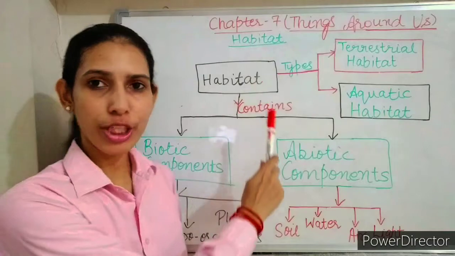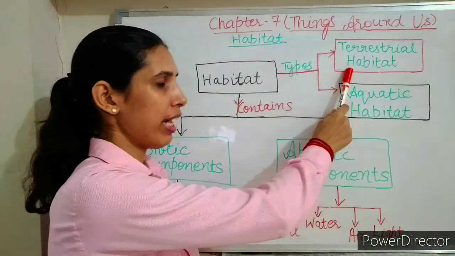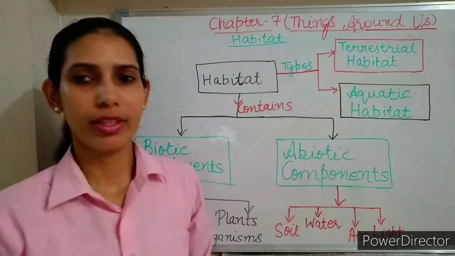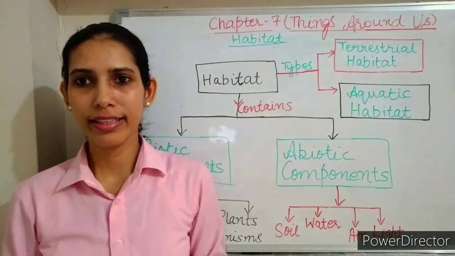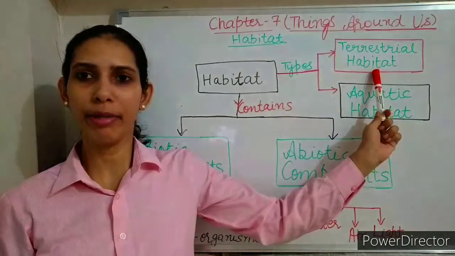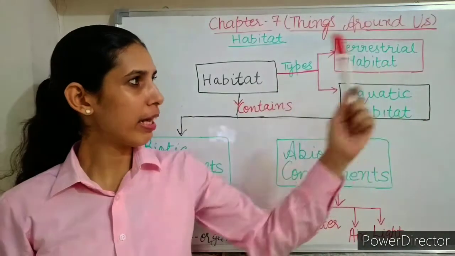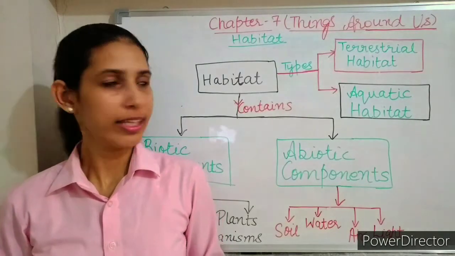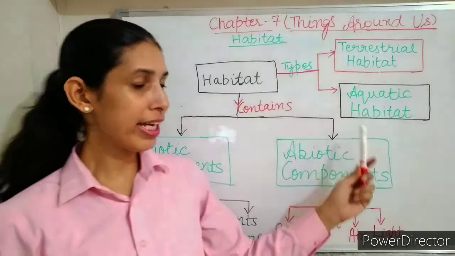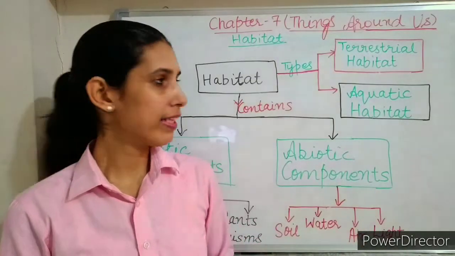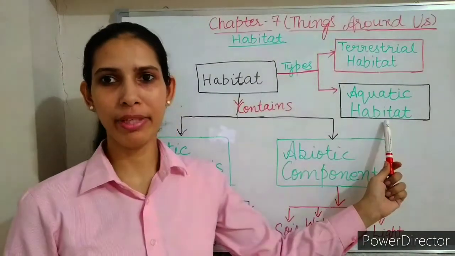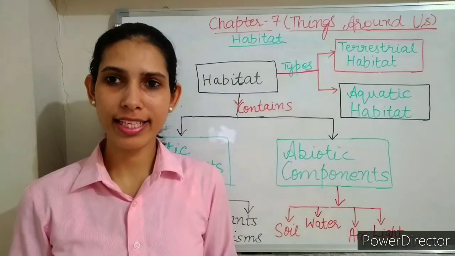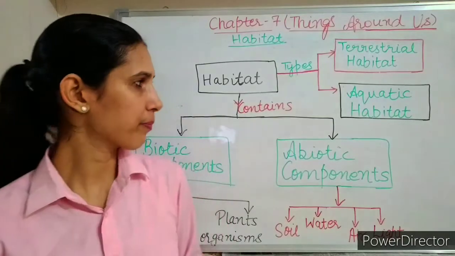Habitat can be categorized into two categories: terrestrial habitat and aquatic habitat. Terrestrial habitat: animals that live on land are said to be living in terrestrial habitat. Examples of terrestrial habitats are grasslands, mountains, forests, etc. And the animals that live in water are said to be living in aquatic habitat. Examples of aquatic habitat are ponds, lakes, rivers, oceans, etc.